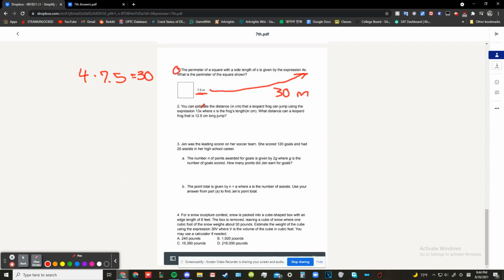Let's try 2. You can estimate the distance in centimeters that a frog can jump using the expression 13x, where x is the frog's length in centimeters. What distance can a frog that is 12.5 centimeters long jump? Okay, this is very similar to number 1. We're substituting this value into 13x since x is the frog's length. So 13x becomes 13 times 12.5. And if you type that into the calculator, we know that the frog can jump 162.5 centimeters. That is pretty long.